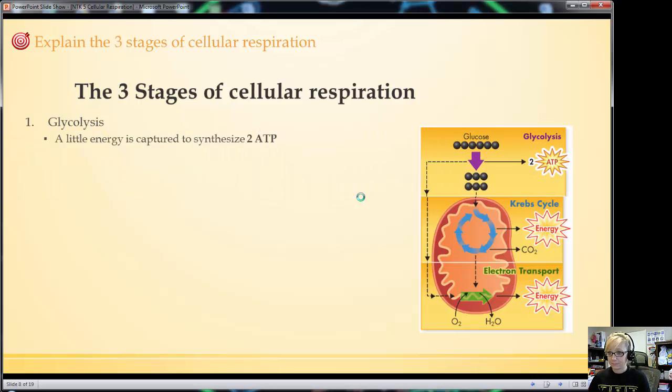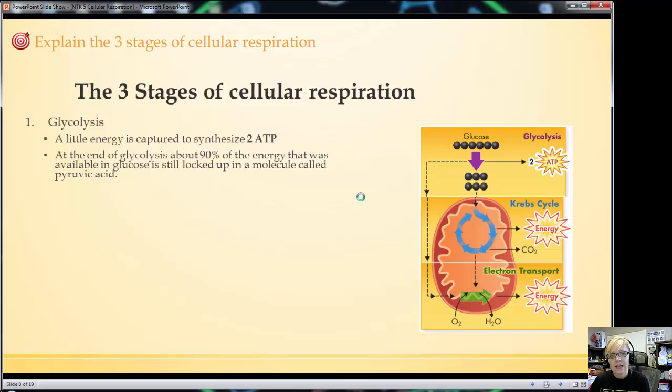Here it is. And look at that again. We have glucose, and we're going to make some energy, synthesize 2 ATP molecules. That's what's happening in glycolysis. At the end of glycolysis, about 90% of the energy that was available in glucose is still locked up. It's locked up in this molecule called pyruvic acid. Pyruvic acid. So we've gotten a little bit of energy.